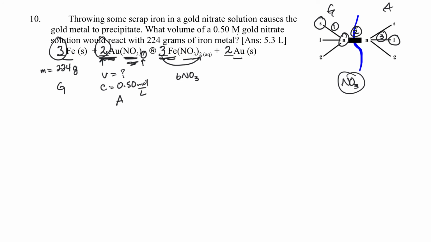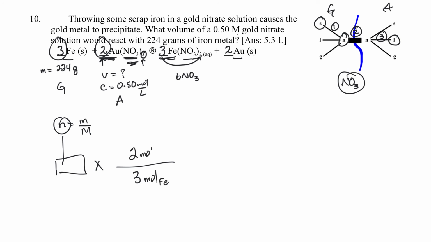So my 1st step would be using this formula: moles is equal to mass over molar mass. That'll get me to moles. And then the next step will be my mole ratio. So whatever I get from this question will be put there, and then I'm going to multiply by my mole ratio, and that'll be 3 moles of iron will produce 2 moles of gold nitrate. Okay, that'll get me across the river to moles over there.